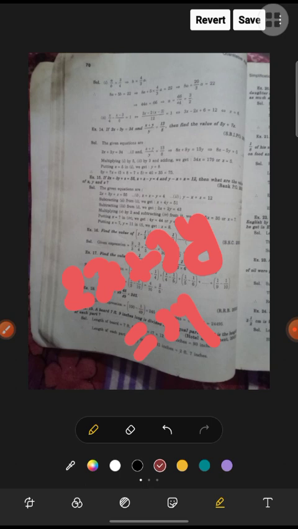Okay, now we will put that into the value. He is asking to find the value of 5y plus 7x. So now we are putting 5y equals 5 into 8 plus 7 into 5 equals 40 plus 35 equals 75.